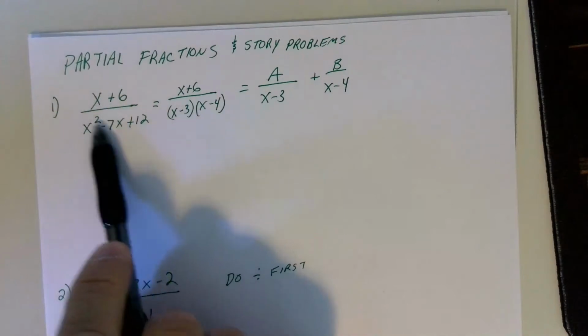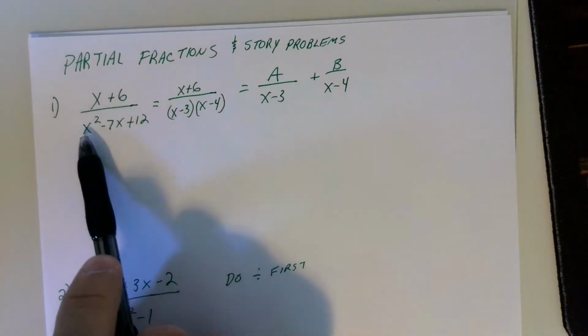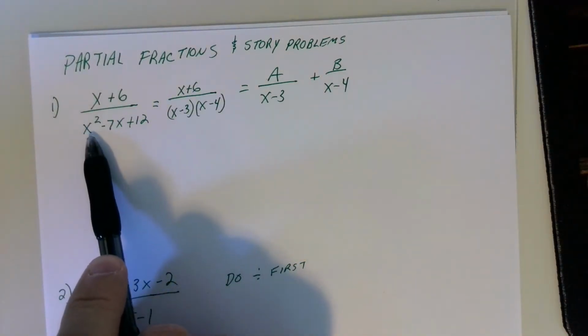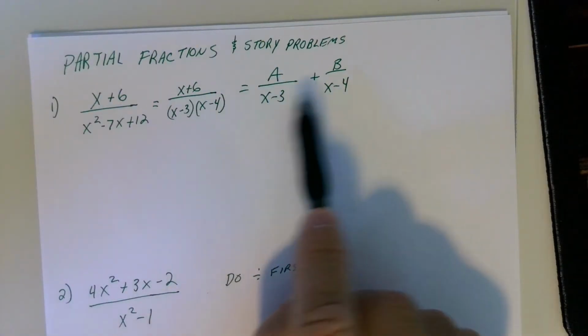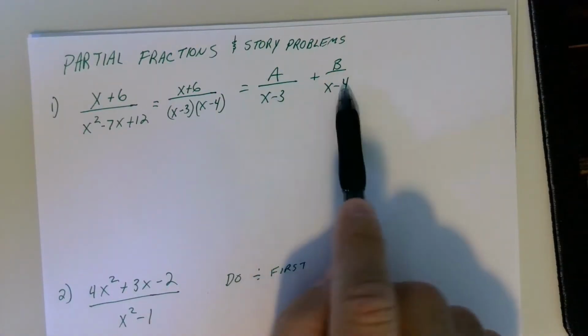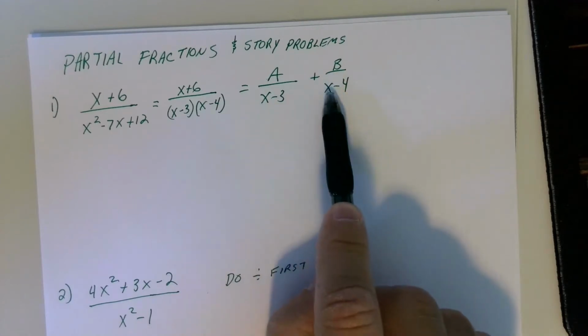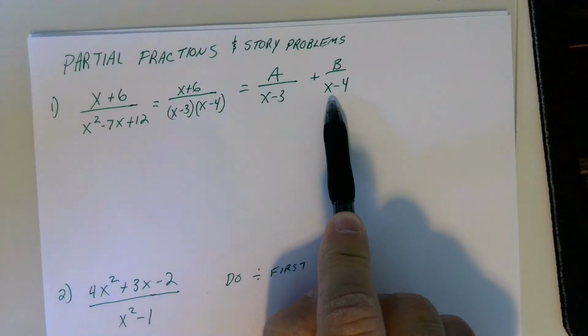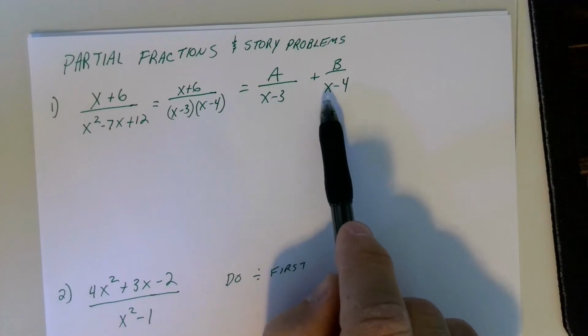So we're going to try and take this one fraction, which has a quadratic down here in the bottom, and we're going to try and make it to be the sum of two other fractions that only have linear terms down here at the bottom. And if we can do that, then this process called integration in calculus can be accomplished. So that's kind of our goal.